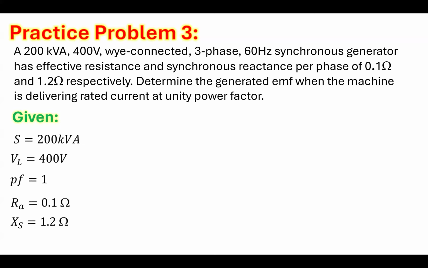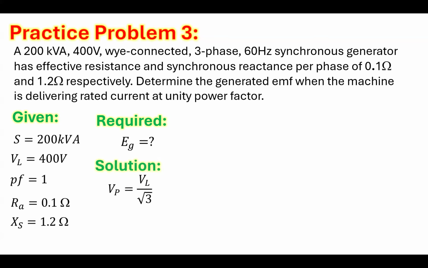So writing all the given, the apparent power is 200 kilovolt-ampere. The load voltage is equal to 400 volts. The power factor is 1. The armature resistance is 0.1 ohms. And the synchronous reactance is 1.2 ohms. So we are asked to solve for the generated voltage.